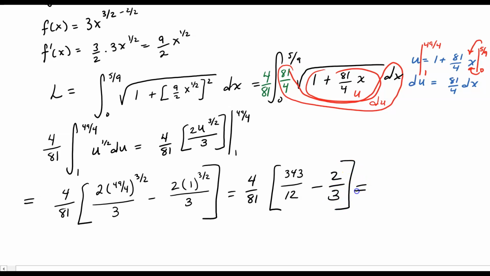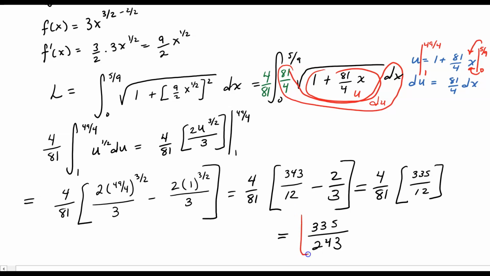All right, you do some quick calculations there. You have 4 out of 81 getting multiplied by the difference of those two, which is 335 out of 12. And you do some reducing, multiplying, all that good stuff. You end up with a final answer of 335 out of 243 cubic units. Actually, this is not cubic units. This is just units because it's an arc length.